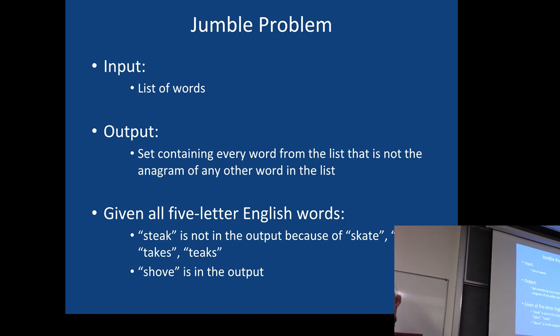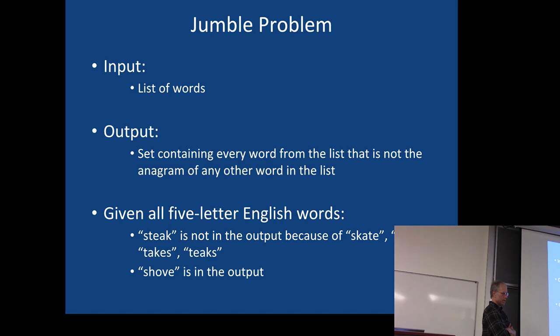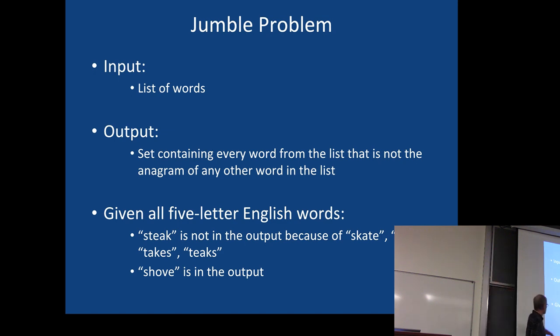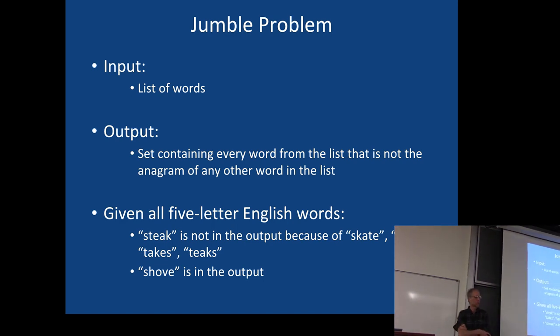Okay, so here's the input. The input's a list of words. The output I want to be a set that contains every word from the list that is not the anagram of any other word in the list. So suppose we had all 5-letter English words. Steak better not be in the output because skate, stake, takes, teaks are all anagrams of state. So that disqualifies stake as well as all these words. On the other hand, shove is okay. As it turns out, there's no other word that is an anagram of this word. So we want to go through the list, pick out the good words, put them in the set, and the result is the set.